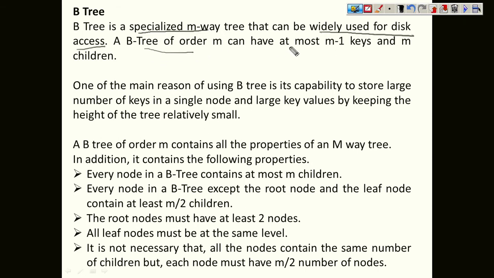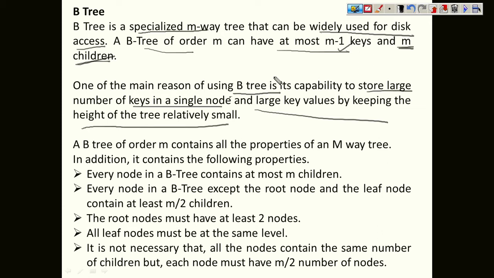A B tree of order m can have at most m-1 keys and m children. As we have seen, a B tree is actually a specialized M-way tree, and in M-way trees we have already discussed that every node can have m-1 keys at maximum and can have m subtrees or m children. Now one of the reasons for using the B tree is the capability of storing a large number of keys in a single node. And by keeping large key values we are actually ensuring that the height of the tree can be reduced.